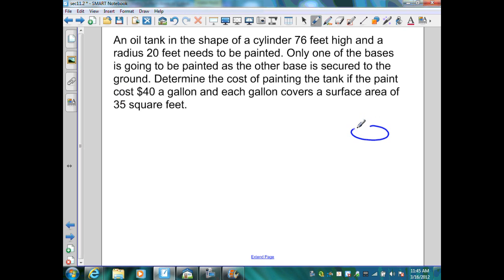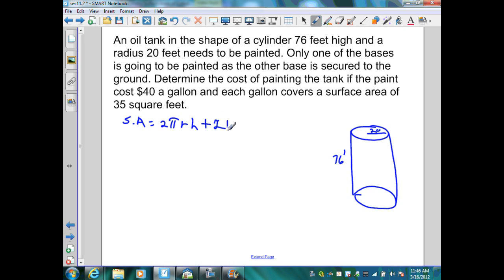Here we're given a cylinder, radius of 20, and I have a height of that cylinder, which I know is 76 feet. We need to determine the surface area of this cylinder first. I know that the surface area of a cylinder is equal to the lateral area, which I know is going to be 2 pi r h plus 2 pi r squared for the area of the circles. But I don't need the 2, because recall up in the problem that I only have one base that is going to be painted. So I'm going to eliminate this 2.